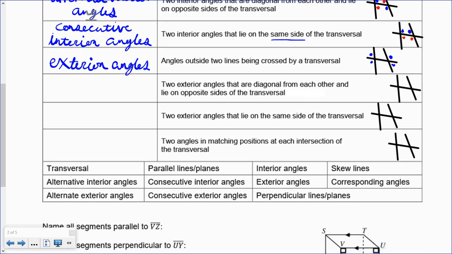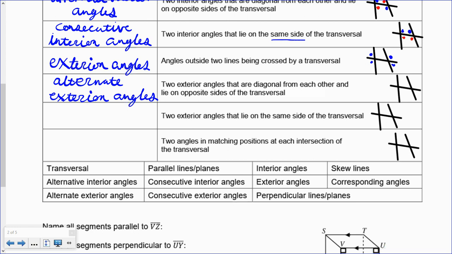All right, we're going to repeat exactly what we did for the alternate and consecutive, but now we're going to do it in the context of exterior. So this next set, 2 exterior angles that are diagonal from each other. Alternate exterior. Okay. These are your alternate exterior.